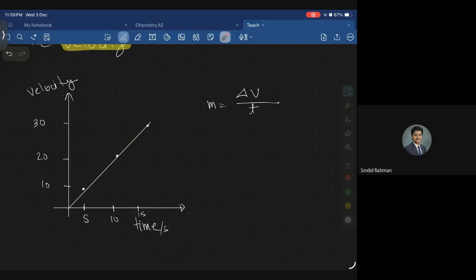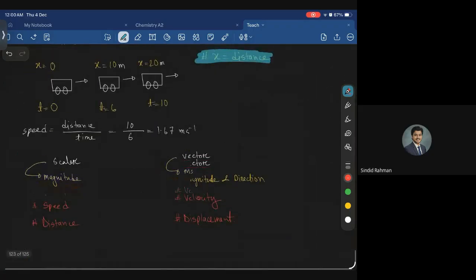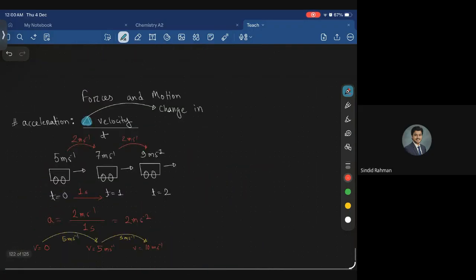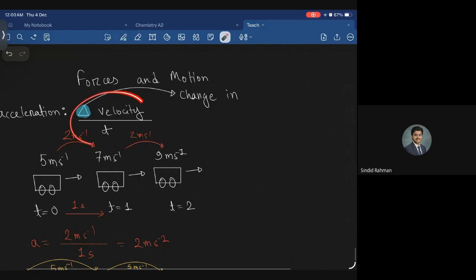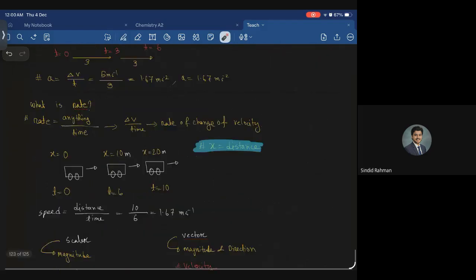So can you tell me what this expression is? Change in velocity over time. Yeah. This is the expression for acceleration. Okay. Remember from here, the change in velocity over time, right? Yeah.